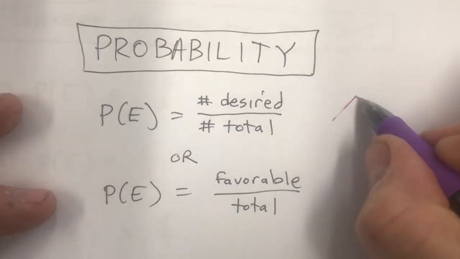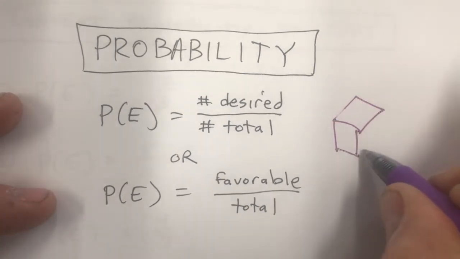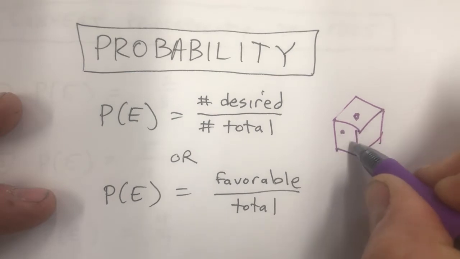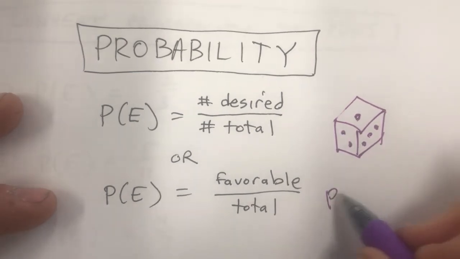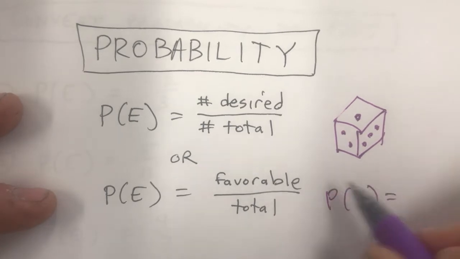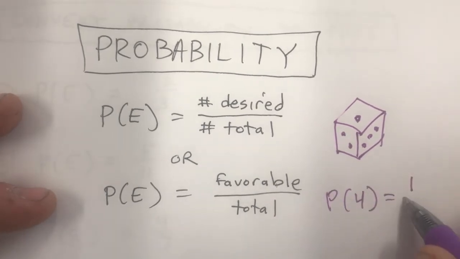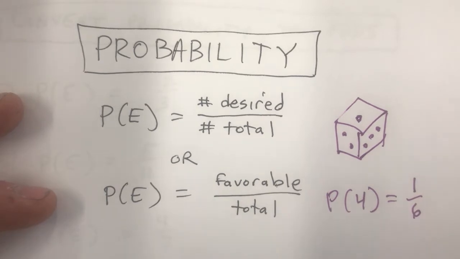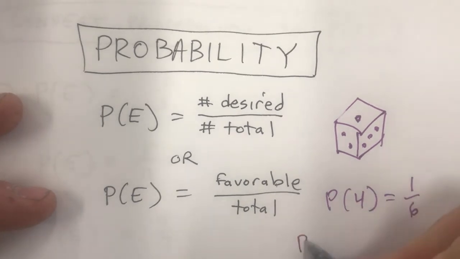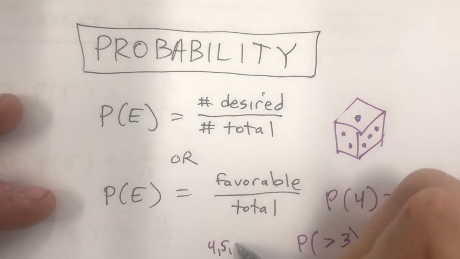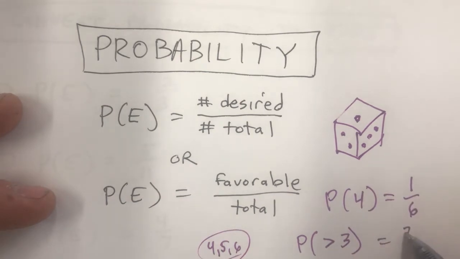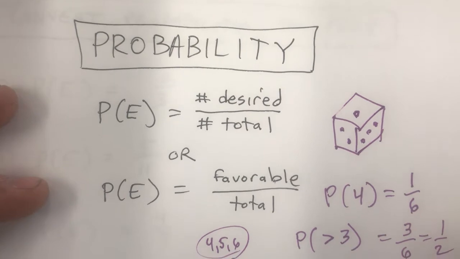In other words, if you have a die, okay, here's a die, and we roll this die. What's the probability that we get a 4? Well, there's one favorable, there's only one 4, and there's 6 total. That'd be 1/6. What's the probability that you get something that's greater than 3? All right, that means you could have a 4, a 5, or a 6. There's 3 of those that are favorable out of 6 total, and that simplifies to 1/2.